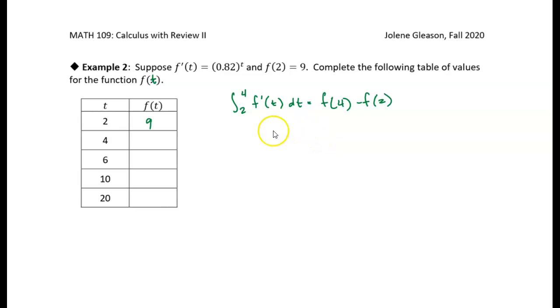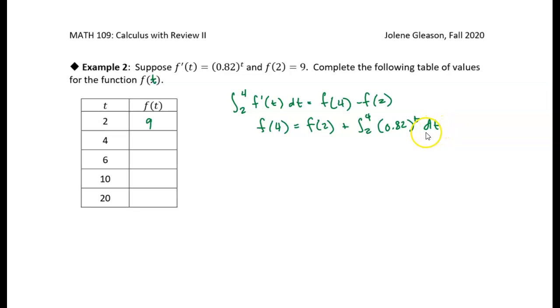So let's rearrange this. I can solve for f of 4, which is equal to f of 2, just adding f of 2 to both sides, plus the integral from 2 to 4 of f prime of t. Actually, why don't I just put that in there: f prime of t is given to be 0.82 to the t dt.